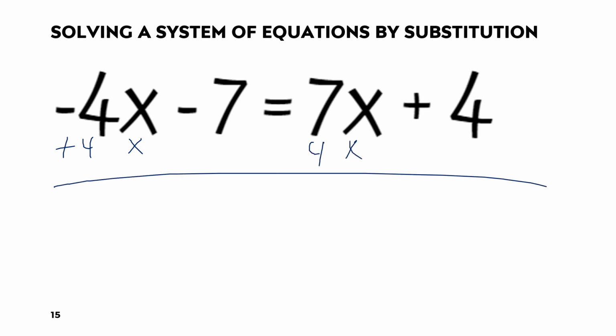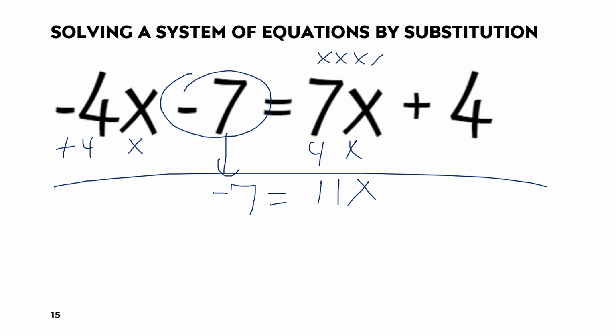But negative 4 plus 4 is nothing. The only thing here that I hadn't touched is that negative 7. So I'm bringing it down. So we got negative 7. And then 7 plus 4 is 11. So we got 11 times x. We have 7 x's: 1, 2, 3, 4, 5, 6, 7. And we have 4 more: 1, 2, 3, 4. If you counted them all up, we'd still have 11. We didn't touch that plus 4.